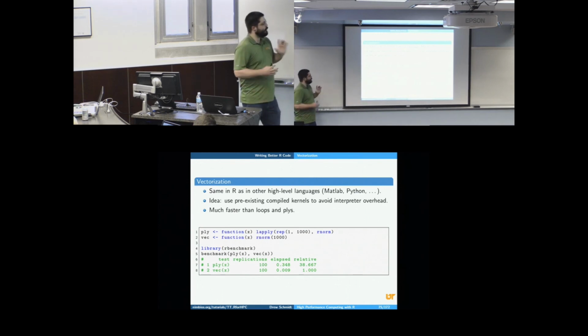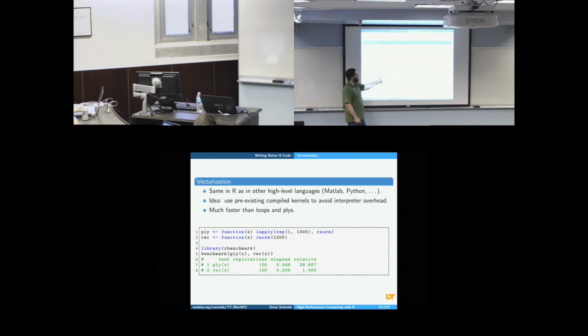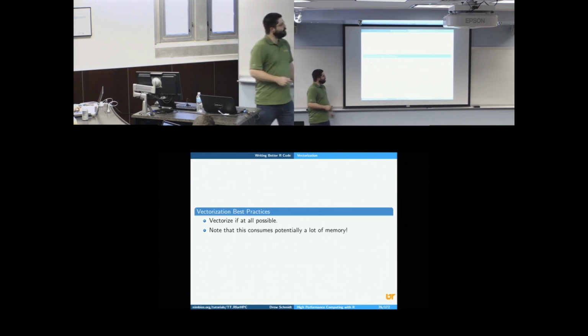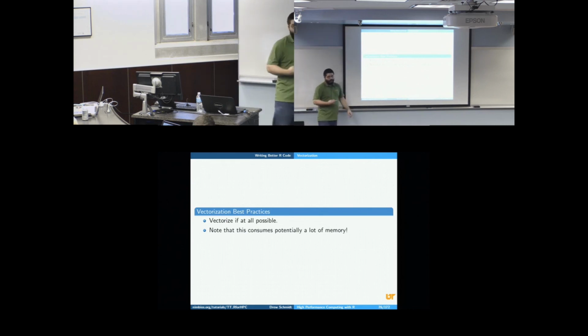So you should always use the fact that this is vectorized. rnorm expects you to hand it one value, say 10, and you get 10 back. You don't have to call it 10 times, right? Vectorize if at all possible, if we're in this frame of mind. But again, this can really gobble up memory.